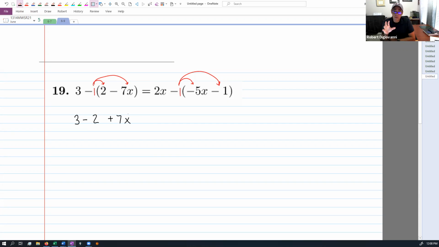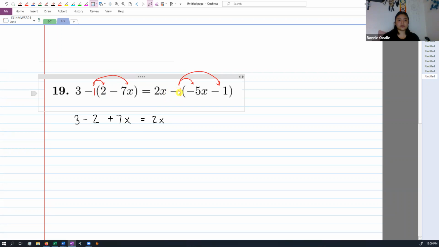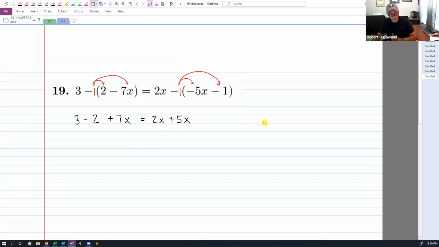So just make sure everyone understands what's happening here. -1 is multiplying times the 2, which gives you -2. But a negative times a negative gives you positive. So that's why we have plus 7x. Good, continue. And then you would equal it, and then 2x, and then it would be a +5 because the negatives are together, which turns into a positive. And then same thing for the 1, so then it would be a +1 as well.